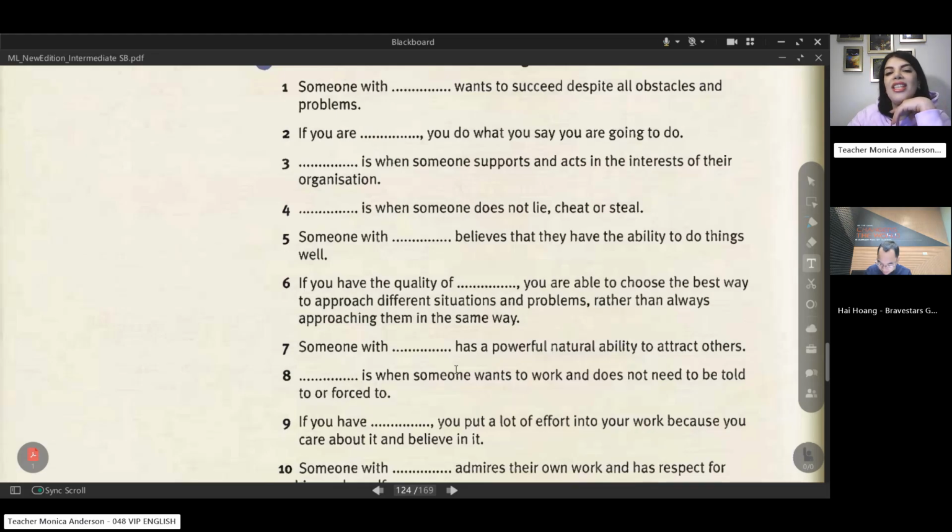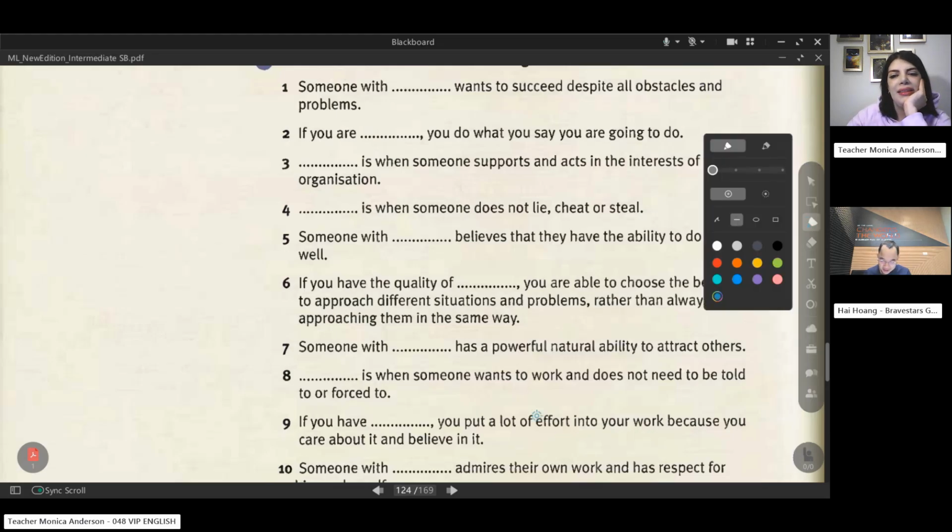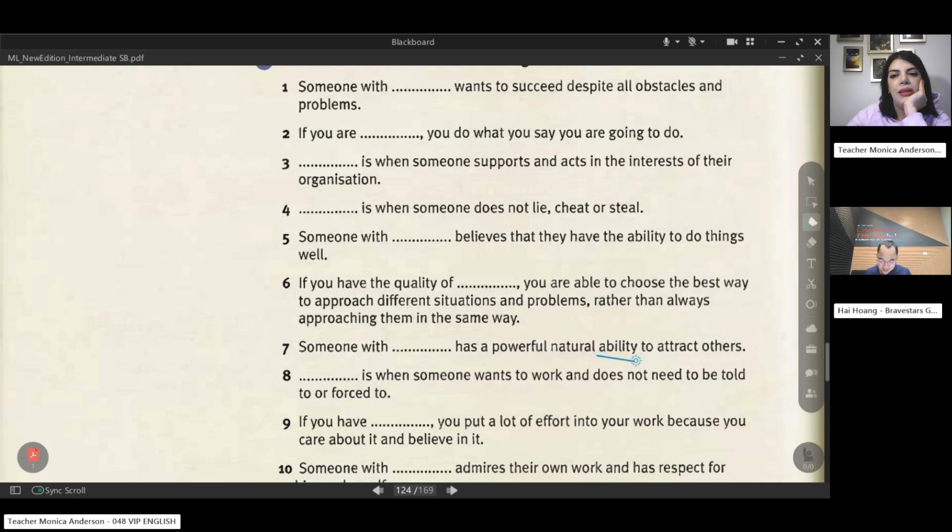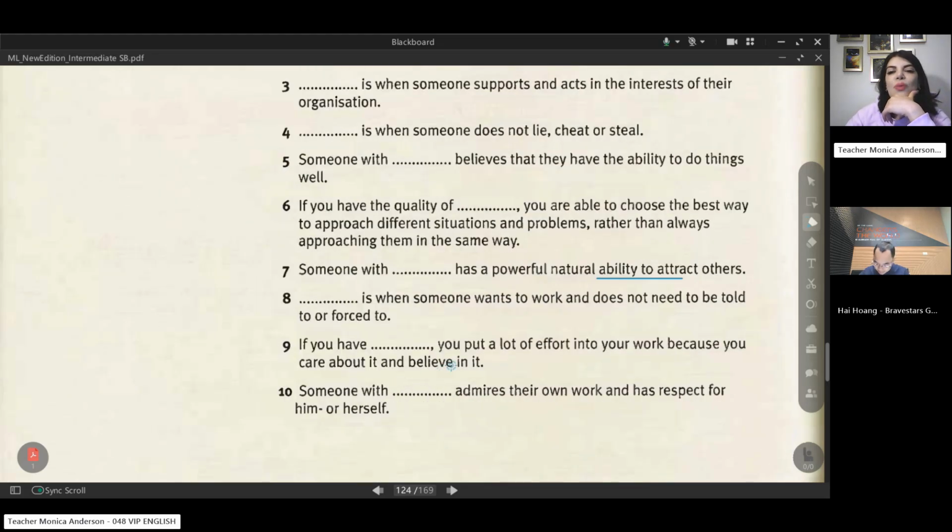Okay, and number 7, someone who has a powerful natural ability to attract others. I don't know the meaning of charismatic. Attractive means attractive. For example, oh, he is really charismatic. He is really attractive by character, personality, and of course appearance. So someone with charisma has a powerful natural ability to attract others. And 8 is when someone wants to work and does not need to be told to.